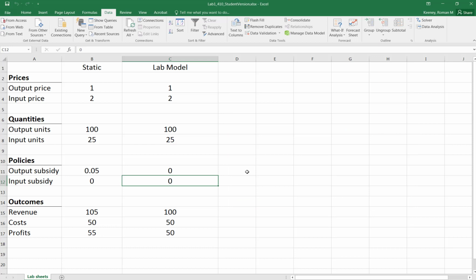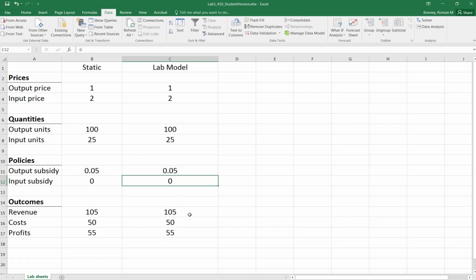So what we've established at this point is, if there are no subsidies on output, then $50 is the best profit, and 25 units of input is the best choice for input level. So now we have to go back. We're going to add our subsidy, 0.05. That's a government payment.